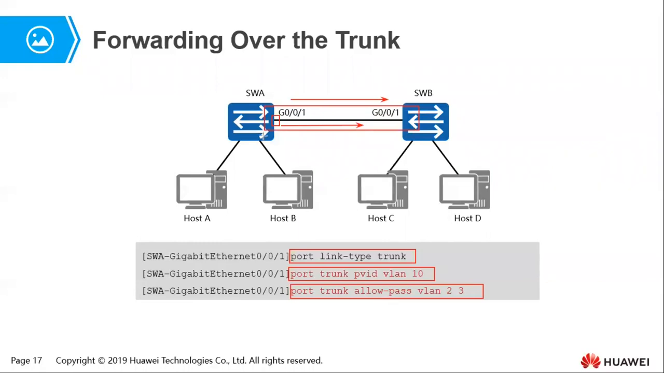Now, if you want a trunk port to be able to forward frames from all VLANs, you can use the command port trunk allow-pass vlan all. So here, instead of putting a number, you put all, A-double-L. Port trunk allow-pass vlan all.